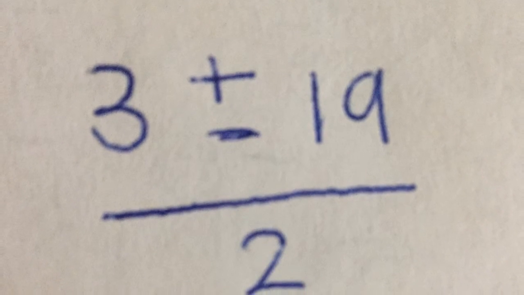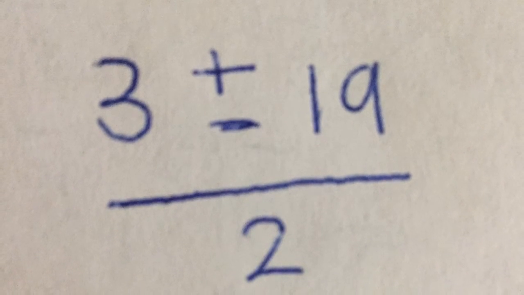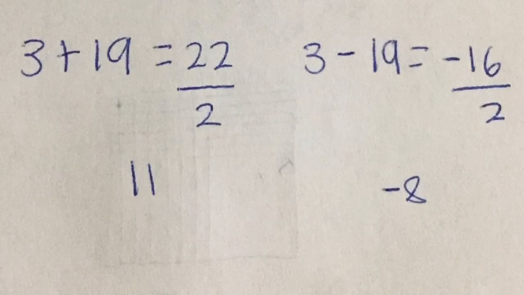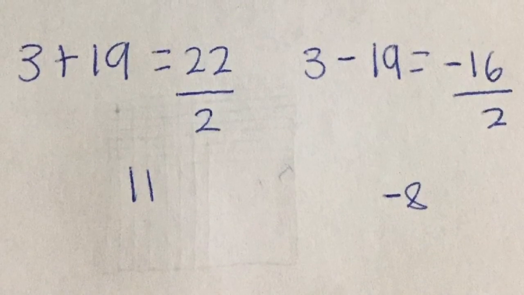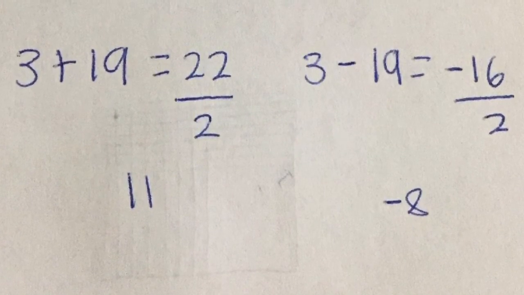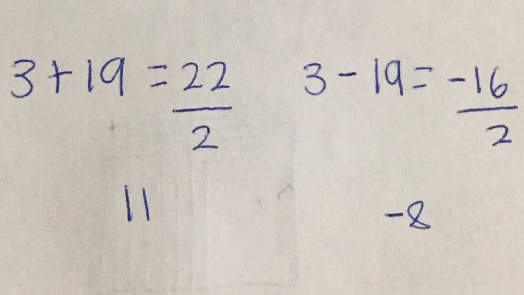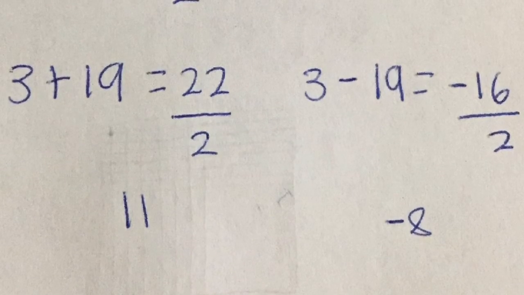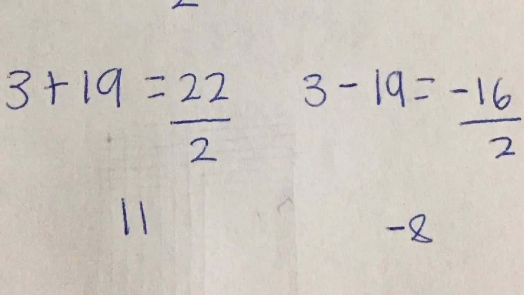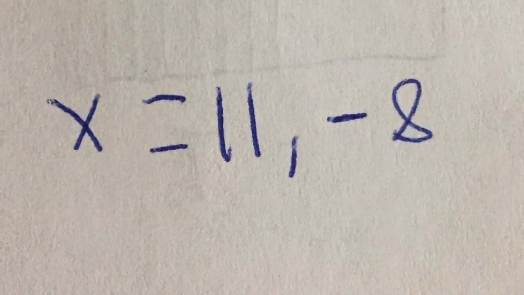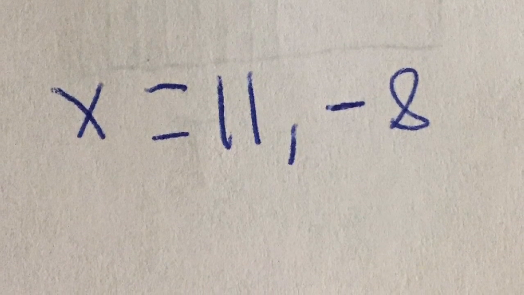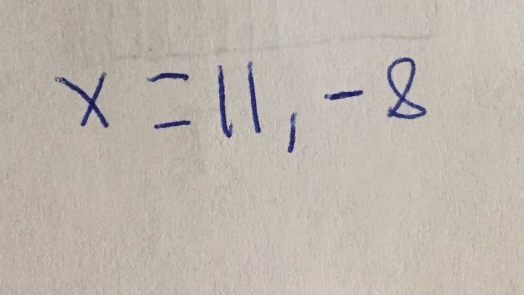You then get two answers, and all you have to do is simplify the two answers out. It's 3 plus or minus 19 over 2. So you put 3 plus 19 equals 22 divided by 2. 3 minus 19 equals -16 divided by 2. And you get two different answers. Once you get your two different answers, you can plug the answer into the equation to see if you got it right.